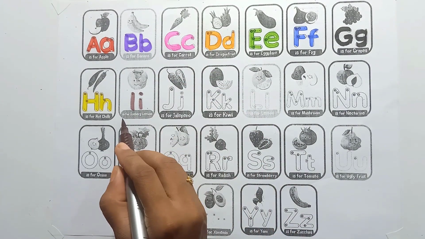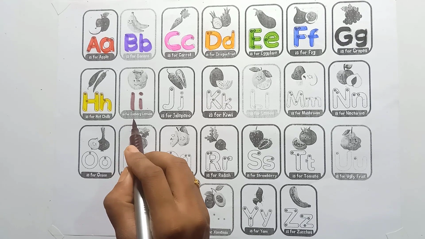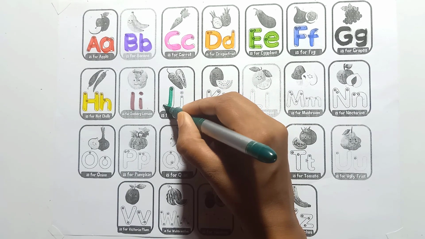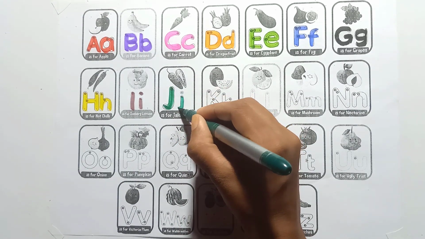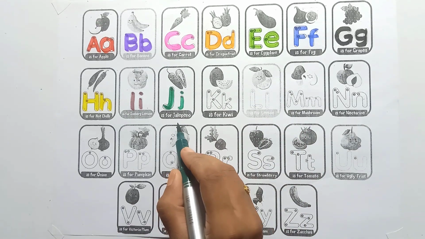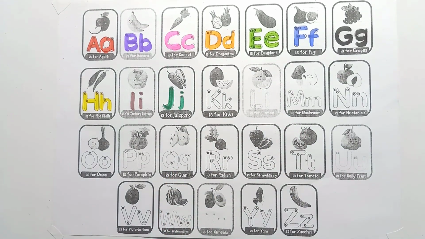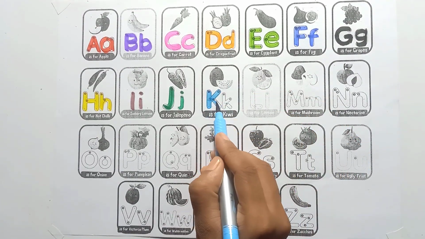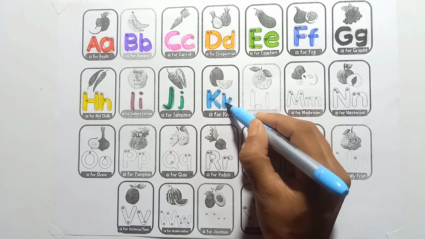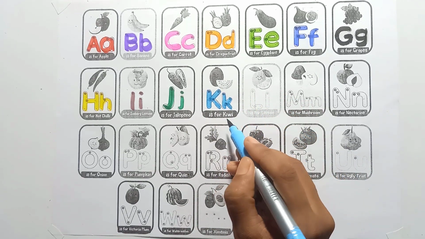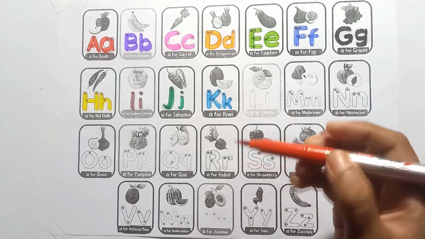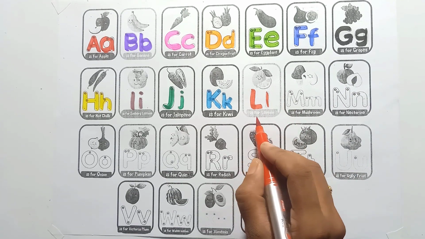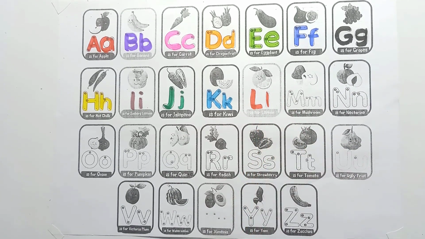I. I is for iceberg lettuce. J. J is for jalapeno. K. K is for kiwi. L. L is for lemon.